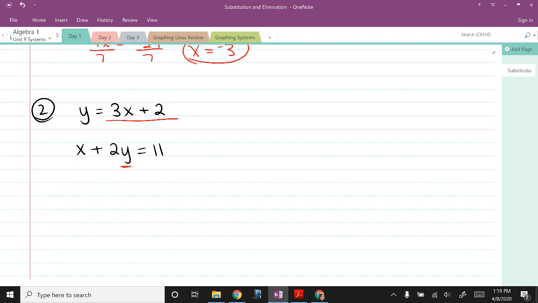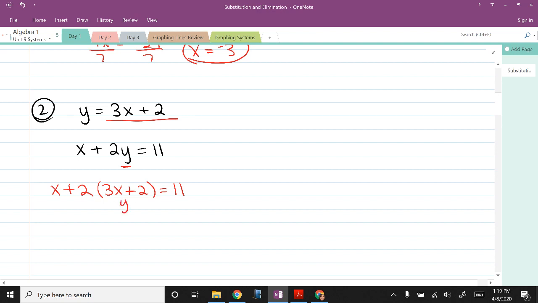I'm going to copy that whole equation, x plus 2. But when I come to the y, I'm going to use parentheses, and I'm going to insert 3x plus 2. And then finish the equation, equals 11. So everything is the same in that second equation as it was originally, except for where I have in parentheses, used to be where y was. But since y equals 3x plus 2, I replace that y with 3x plus 2.